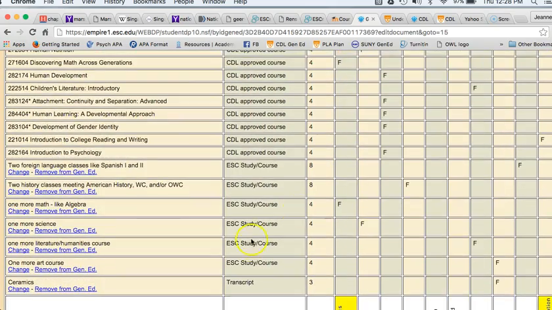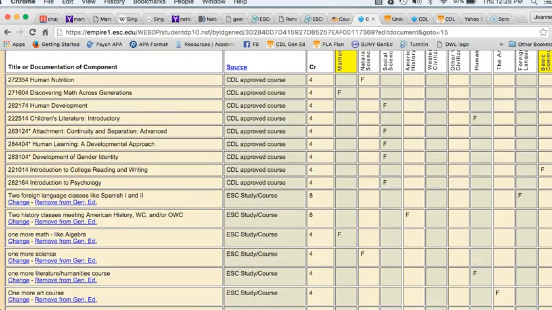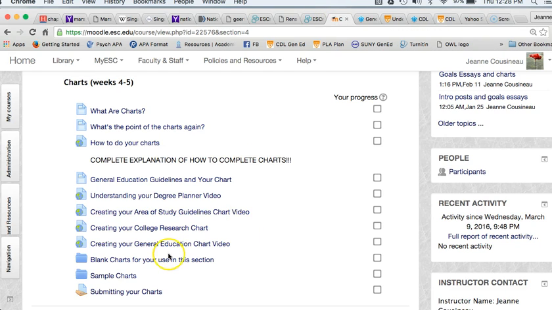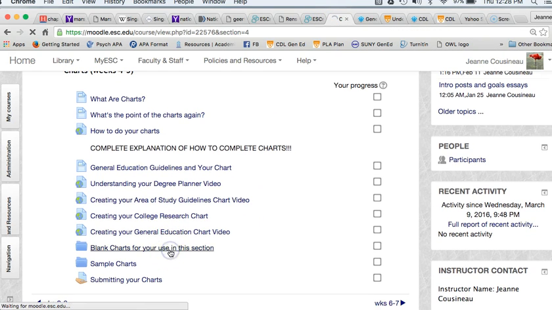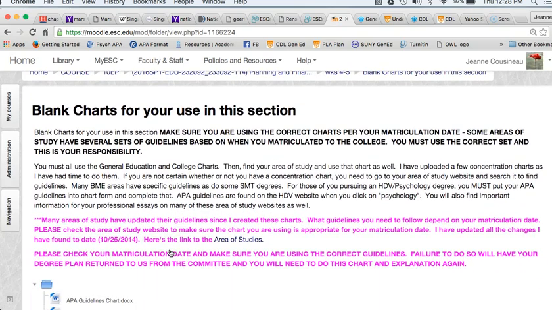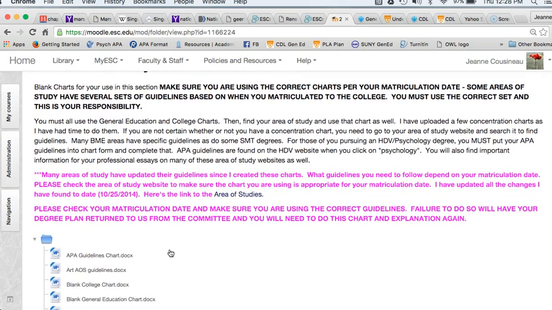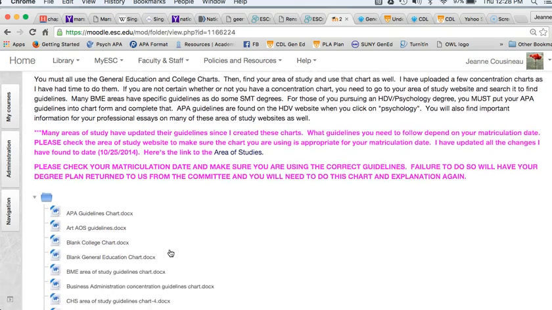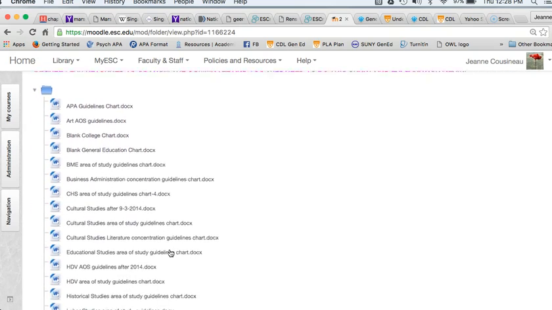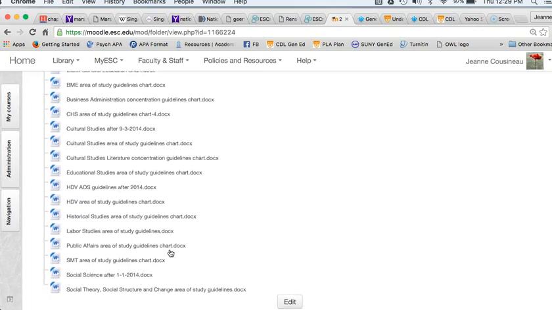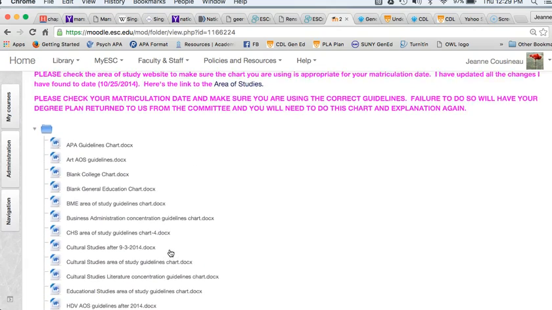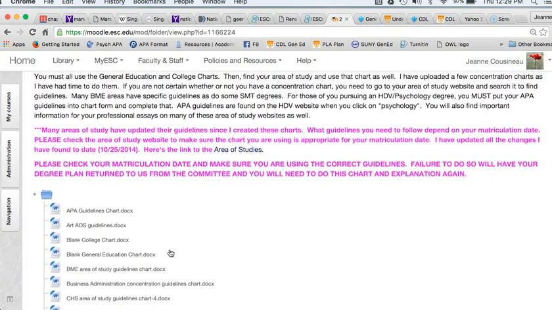So now at this point, I say, okay, I'm going to create my charts. And I go back into our course and I have blank charts for your use. Now there is a disclaimer here because I was updating things for a while and I have let that go because it seems like every year new area of study guidelines are being added, and this list is going to get out of control considering I have students who are still with me from 2009. So you do need to check.